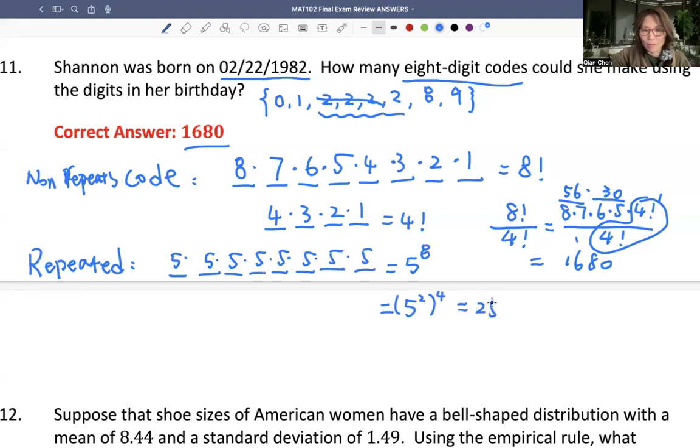Because 5 squared is 25. 25 raised to the 4. So I could just do 25 times 25 four times, but if I have exponents, I could just do 25 raised to the 4. So the calculator tells me it's 390,625. Okay. So either way, whichever of those answers you show, I'll treat them as right because the question didn't specify if repeats are allowed or not allowed. Okay, that's question 11.